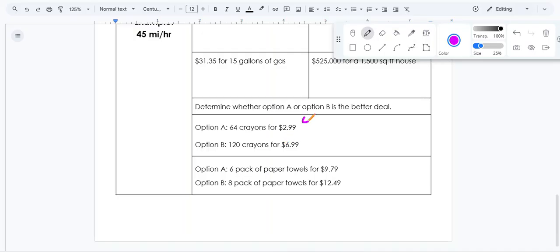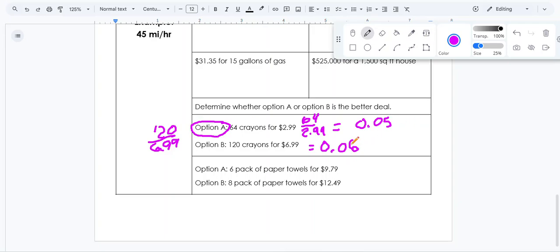So what I can do is write it as a ratio, 64 over $2.99, and then I can divide it, and that will tell me how much it is for each crayon, right? So that tells me that each one is about 5 cents for this top option. If I do this bottom one, I'm going to do the same thing. I don't have a whole lot of room, so I'm going to do it over here. 120 over 6.99. When I do 120 divided by 6.99, that gives me about 0.06, so about 6 cents per crayon. Which one's the better option? Option A is the better option because I'm saving 1 penny per crayon.